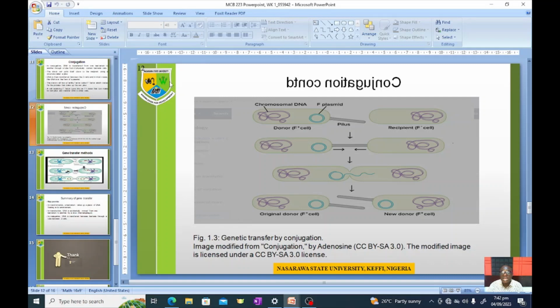If you consider the diagram, you will see chromosomal DNA and the F plasmid in cell 1, which is an F positive cell as a donor, with a pilus pulling a cell that was F negative because it doesn't have the sex factor or the fertility factor.